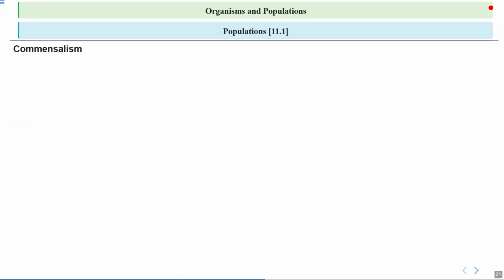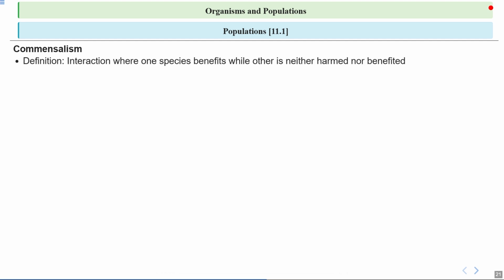Next is commensalism. In this type of interaction, one species is benefited and the other species is neither helped nor harmed, meaning there is no effect on the other species. An example is the orchid and the mango tree. Clear? The orchid uses the tree for support but doesn't take anything else from it.